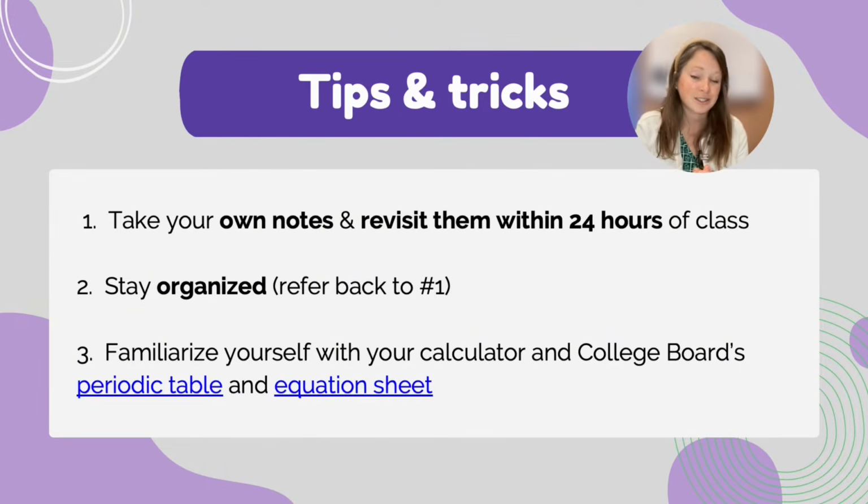But you also want to recognize the College Board's periodic table does not include the names of the elements. So yes, you need to know that tungsten has a symbol of W. You need to memorize those. If you need help with that, I do have a set of flashcards that will help you with that.